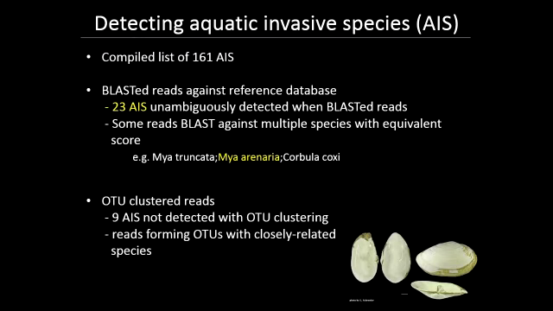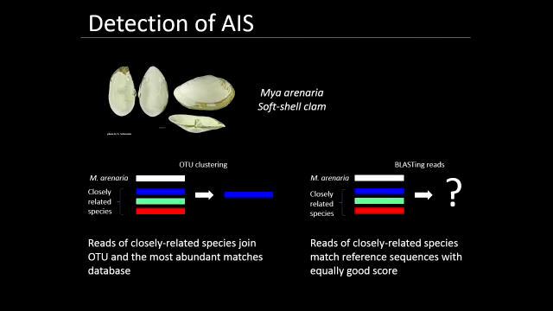To explain more how this is a problem, for example, if you have Maya arenaria reads, and then you have reads of closely related species that could be more abundant. I said that OTU clustering generally starts with the most abundant reads. So Maya arenaria might join this OTU, but because it's not the most abundant, when you make your consensus sequence, another closely related species will be represented by that consensus. So when you blast it, you'll detect that, and this masks the presence of Maya arenaria.